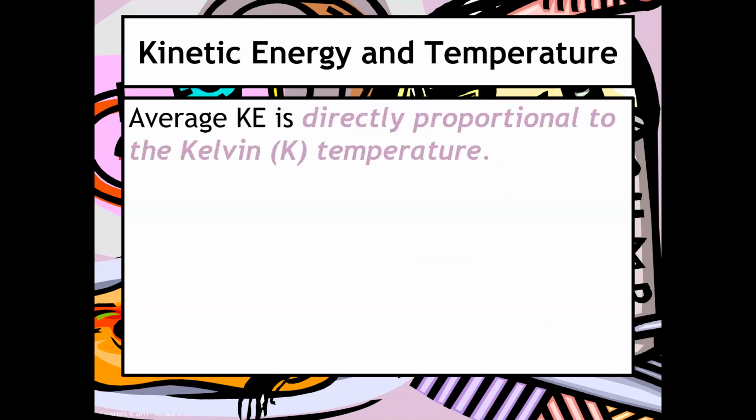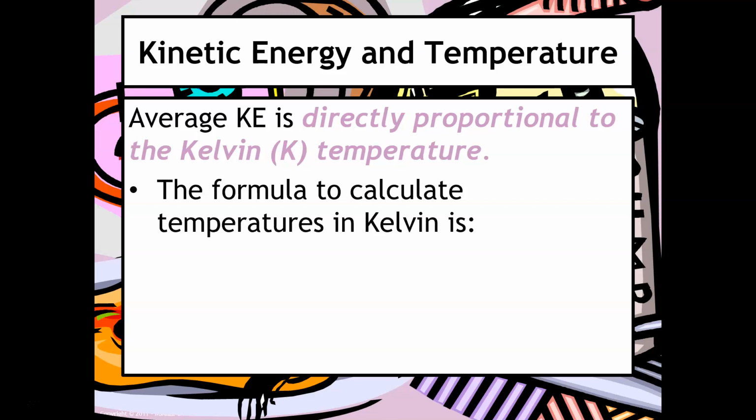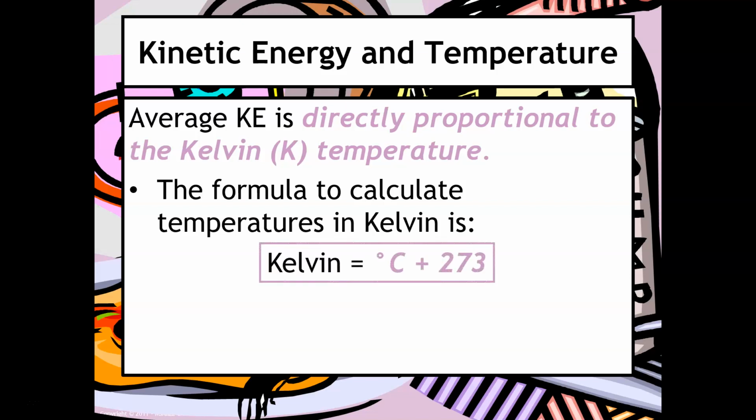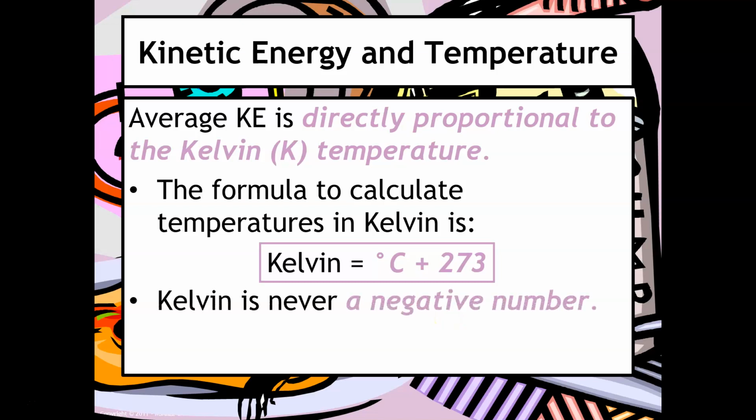Average kinetic energy is directly proportional to the Kelvin temperature. What that means is that the factor by which your kinetic energy would go up would be the factor by which your temperature would go up, as long as it's in Kelvin. So it's important to note how to figure out what the temperature would be in Kelvin. Fortunately, it's a really easy calculation. All you have to do is take the degree Celsius temperature and add 273 to it. It's important to note Kelvin is never a negative number, so you should never get a negative answer when you're doing this.